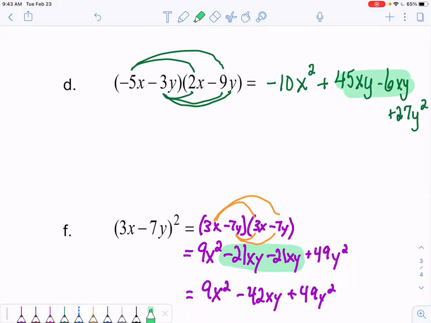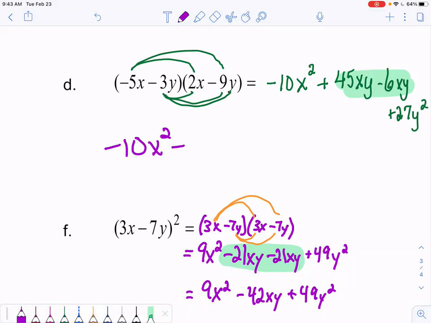In chapter 1, we said a like term has to have the same letters, same variables. Well, both of them have x and y together, so they're the same. The x squared in the front is different than the y squared in the back. They're different variables. Yes, they're both squared, but they're different letters. So when you combine those together, we still have the negative 10x squared, and then 45 minus 6.